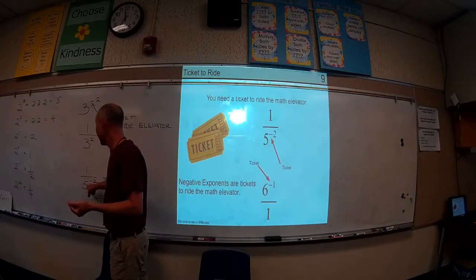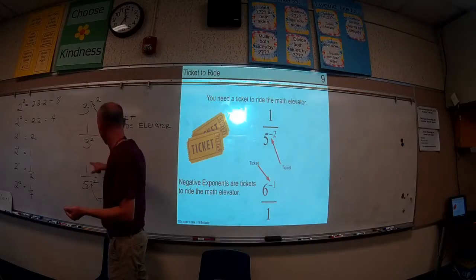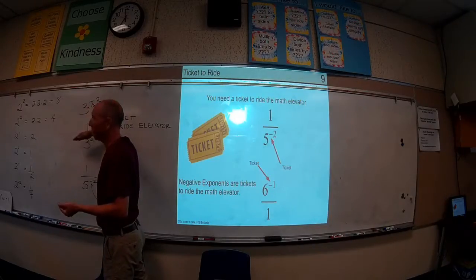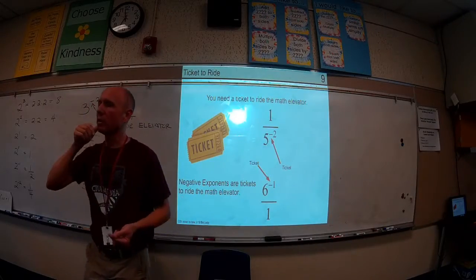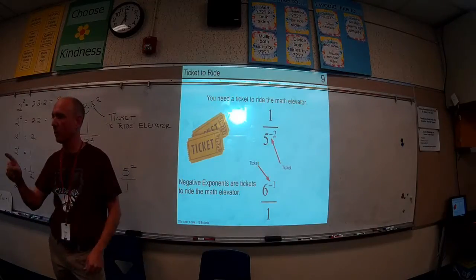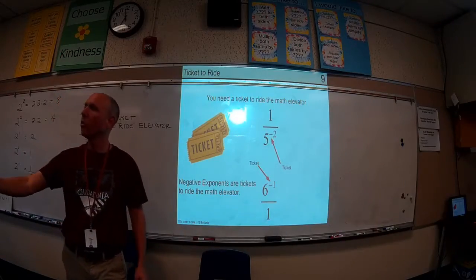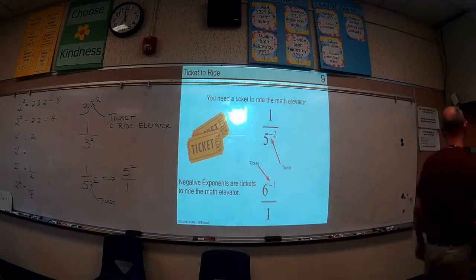So this guy, the ticket is right here. This piece is going to go up. The ticket is right there. That piece is going to go down. Go through this and see if it starts clicking. We're going to do a whole bunch of examples right now. Wait for the examples. Here we go.